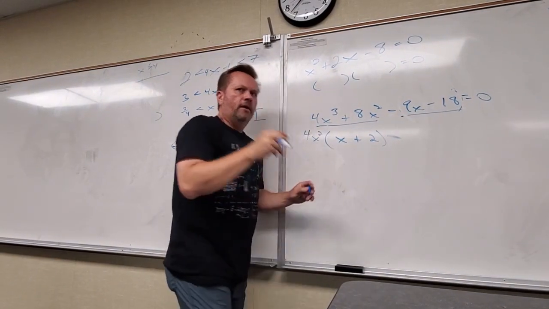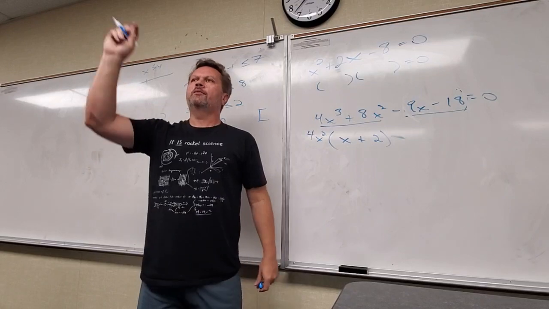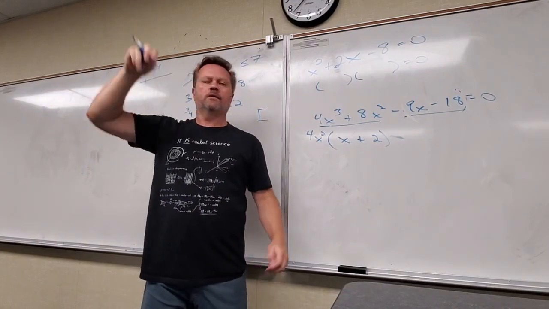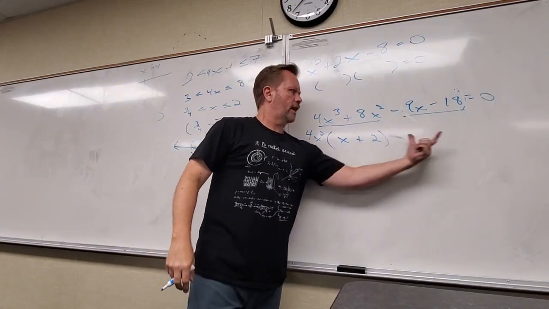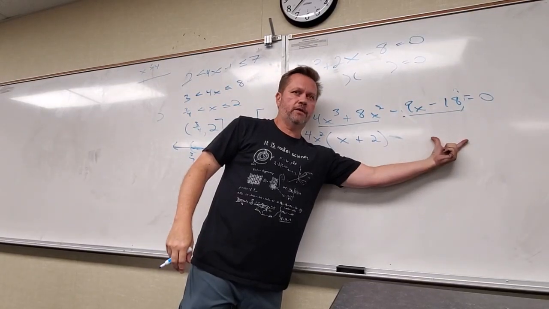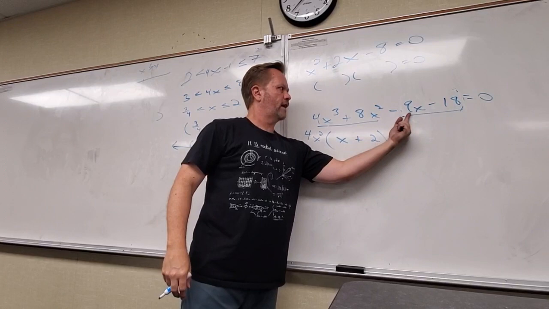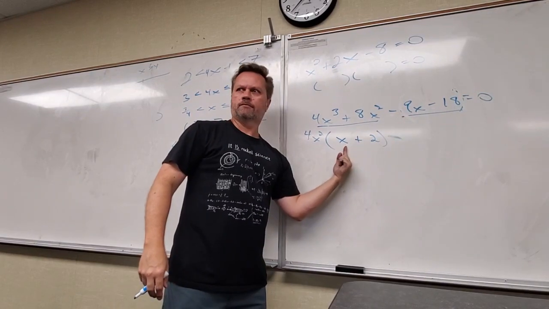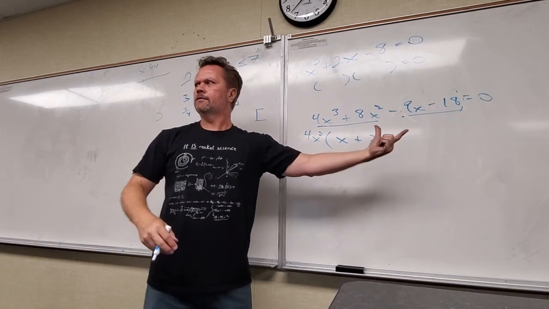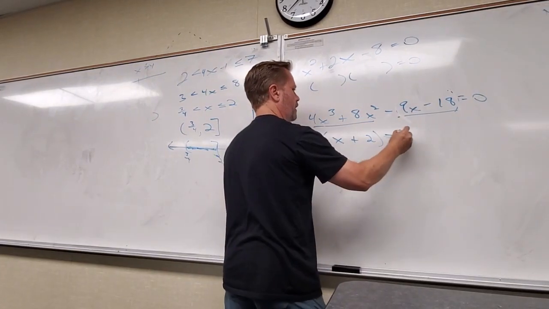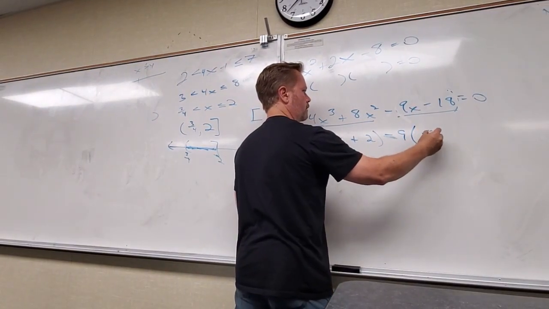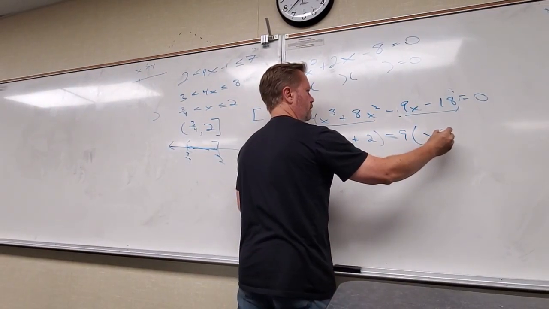Negative 9. Very quickly. So many problems have hints in them. In order for this to work, I need there to be an x plus 2 left here. So without even looking at this, I know I have to take a negative 9 out so that I get an x plus 2. So this is always a hint. But this is pretty simple. You can see negative 9. What's left? x plus 2.